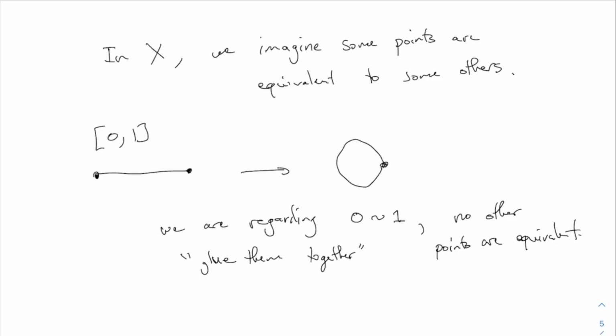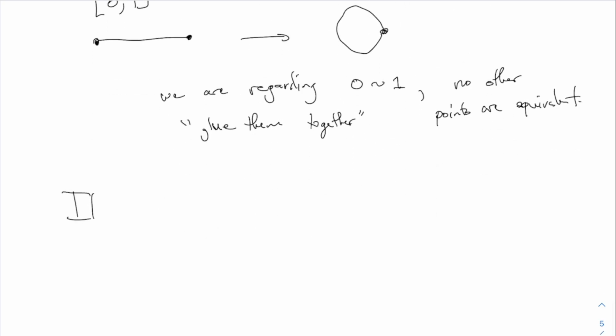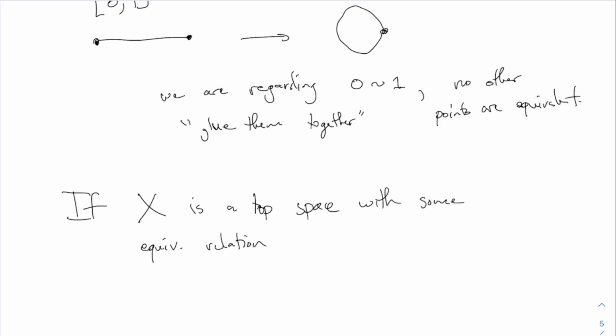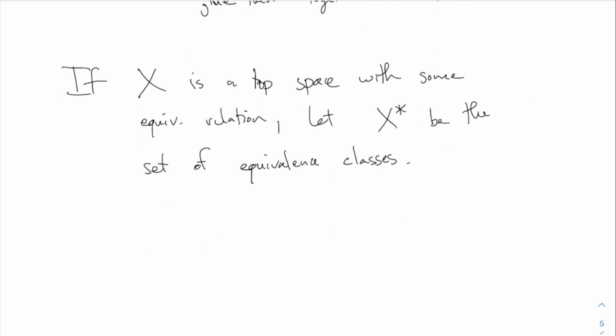All right. So here's some notation that we use here. Let's say that X is a topological space that also has some kind of equivalence relation, that is, you are imagining some of the points to be the same as each other. If X is a topological space with some equivalence relation, I'm going to say let X star be the set of equivalence classes. And I hope you remember what that means. Equivalence classes would just be each point is in the same equivalence class as all the other points that it's equivalent with. All right? So the set of equivalence classes is the X star.